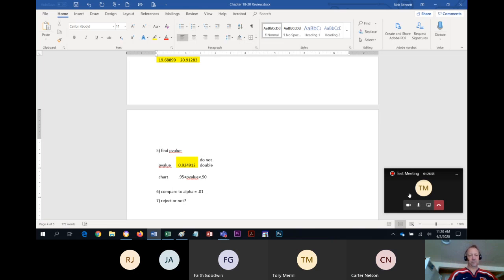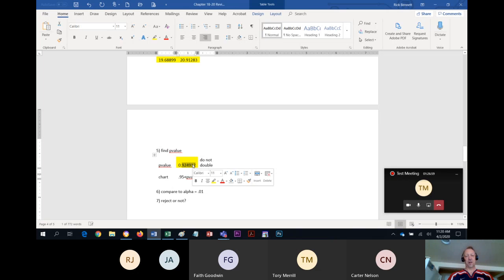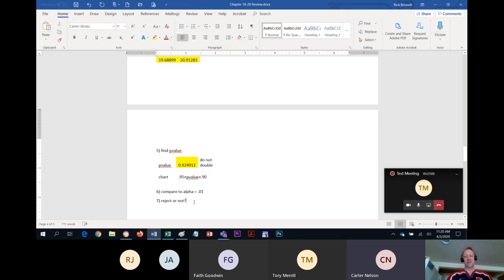Yeah, reject. So 0.92 is less than 0.01? Oh, just kidding. Sorry, I was looking at the chart. So it is in between 0.95 and 0.90? Right. Okay. Either way, both of those numbers are greater than 0.01, right? Mm-hmm. So therefore I do what? Do not reject. Okay, and your conclusion? There's not enough evidence.